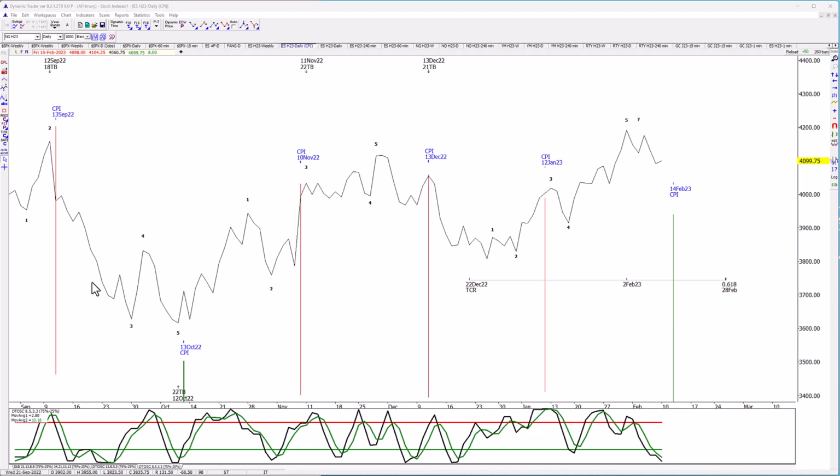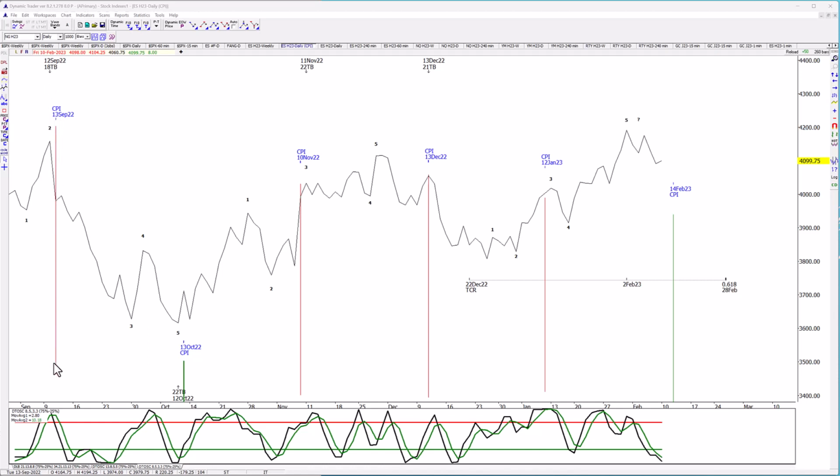Let's just go look at the last few months of reports. Here's the September report that was released on September 13th. The swing high, followed by a pretty consistent multi-week decline, occurred the day before the CPI report. Why do I have this as a red line here?